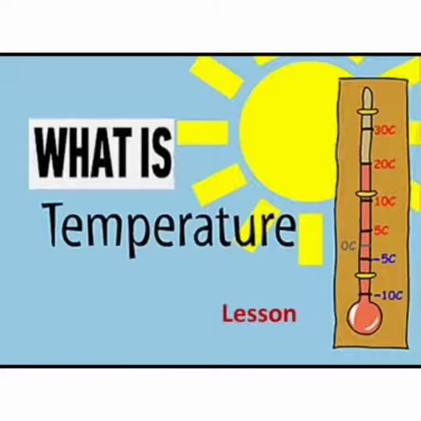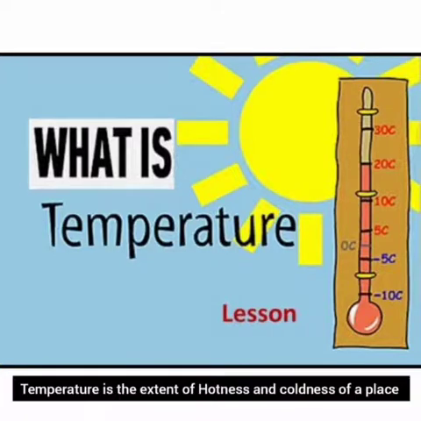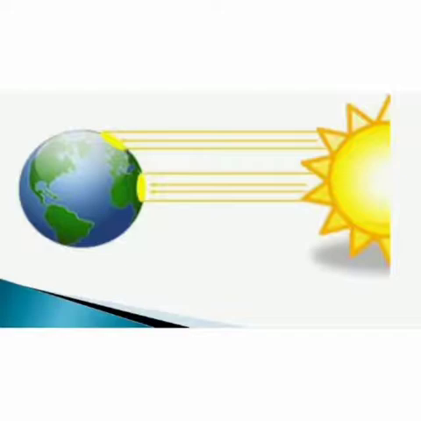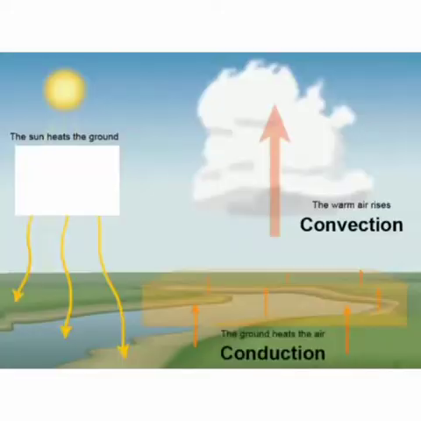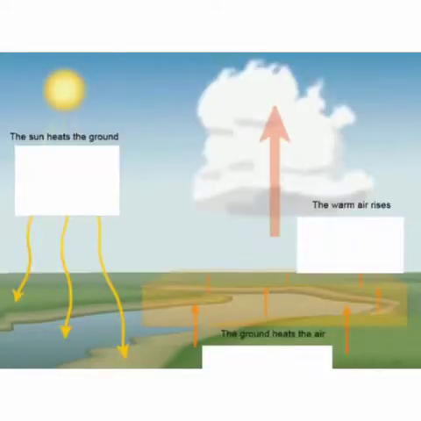So first we will learn what temperature is. Temperature is the extent of hotness and coldness of a place. The earth gets heated by the sun. As the sunlight reaches the earth, the land and the seas heat up and warm the atmosphere. So this warming of the atmosphere raises the temperature.